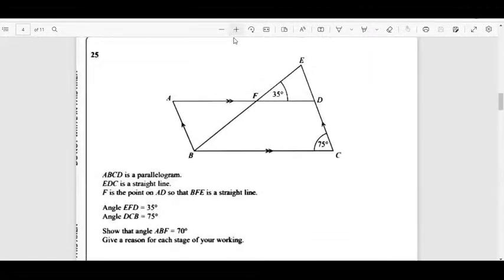Right. So let's talk about this question. Now, it is a simple question. It's from geometry. It says ABCD is a parallelogram. ADC is a straight line. F is the point on AD so that BFE is a straight line. The angle EFD is given, the angle DCB is given. Show that the angle ABF is 70 degrees. You need to show this angle. So try finding it out and then I'll ask you.